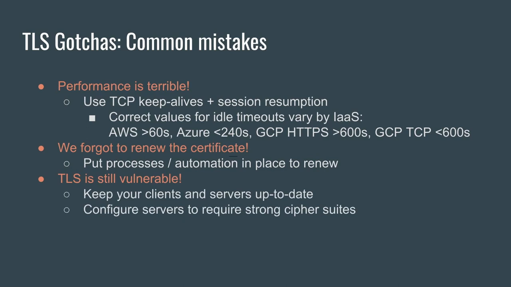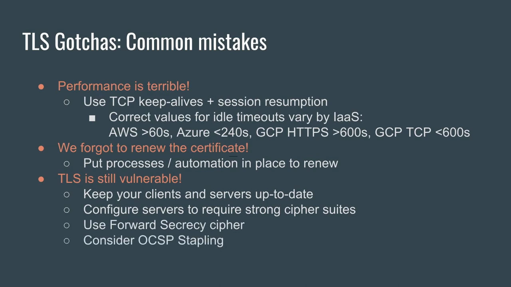Configure your servers to require strong cipher suites if possible. This isn't always possible if you have to support really old client machines that haven't been updated in a very long time, but if it is possible, definitely drop support on the server side for older, weaker cipher suites. You want to use some sort of a cipher that enforces forward secrecy, for example, ephemeral Diffie-Hellman, like we talked about earlier. This ensures that if your server's private key is leaked, that previously sent messages can't be decrypted.